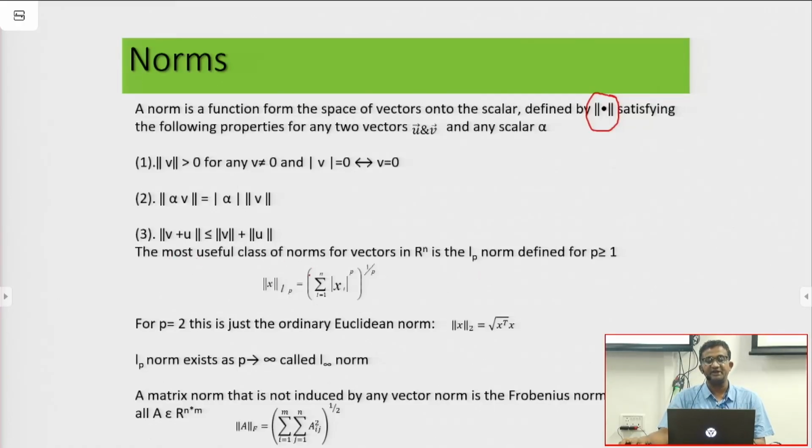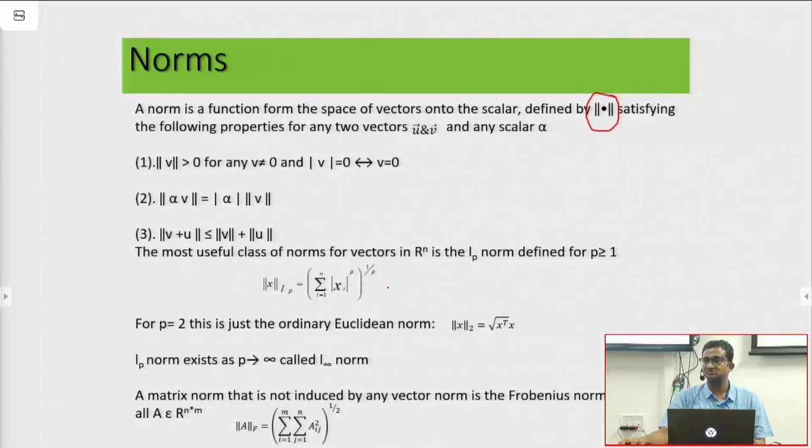We can define the norm of x, L_p, where p is the order, as the norm of x_p equal to the summation of mod of x_i to the power p, whole to the power 1 by p. P is the order of the norm. Now this is the expression for the norm.